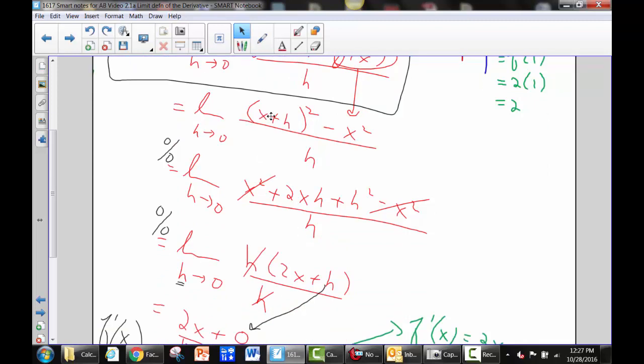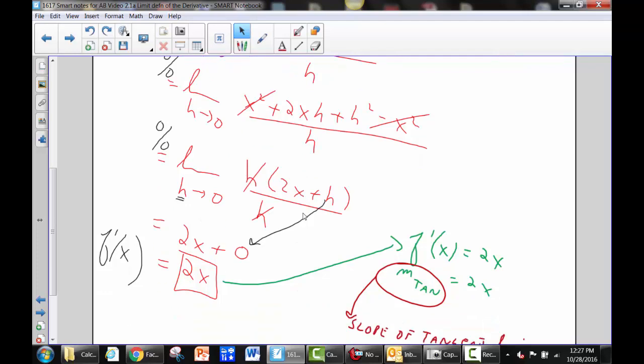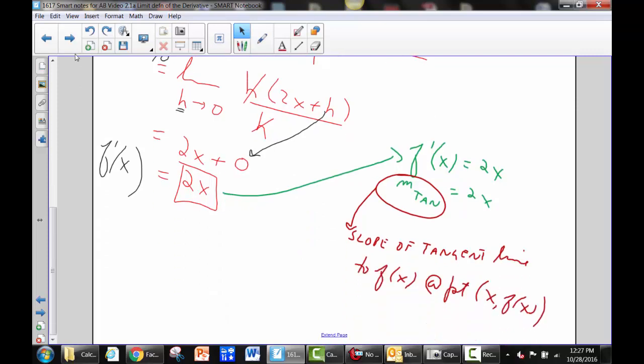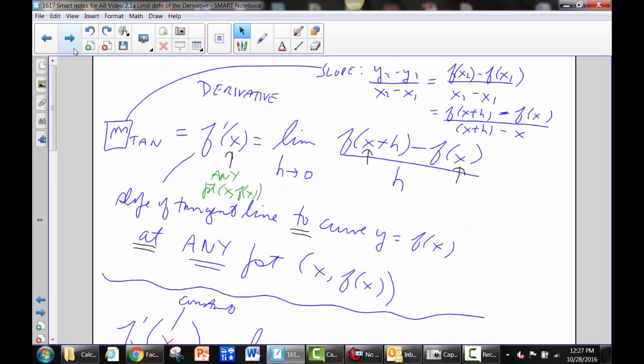Now what's going to happen if I expand this, the x squares will cancel, and if I factor out the h's, which is one of the processes we've learned, the h's will cancel, and then you'll replace h by 0, and surprise, surprise, you'll get 2x, which is the slope of the tangent line at that location.